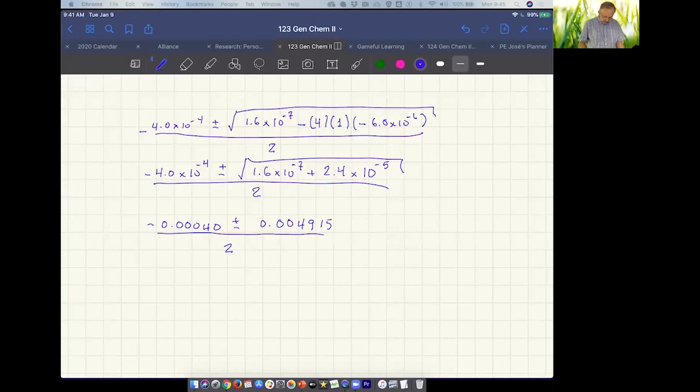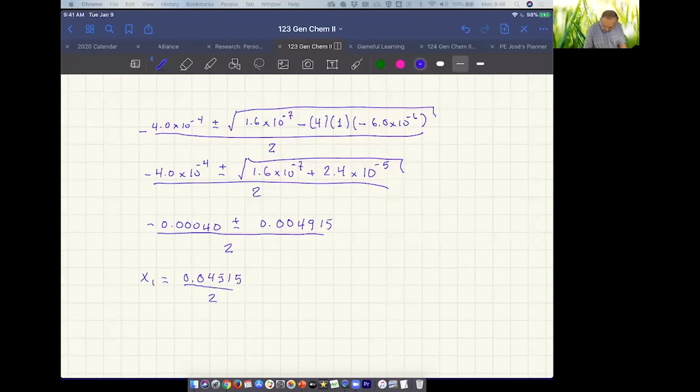And now I can have the two answers. One which I add those two numbers, and the other one I subtract. So I'm going to add them first. So we have that number plus the negative of that. So I have to subtract that number minus 0.0040. And I get, so x1, the first, is going to be 0.04515. It's going to be positive, divided by 2.